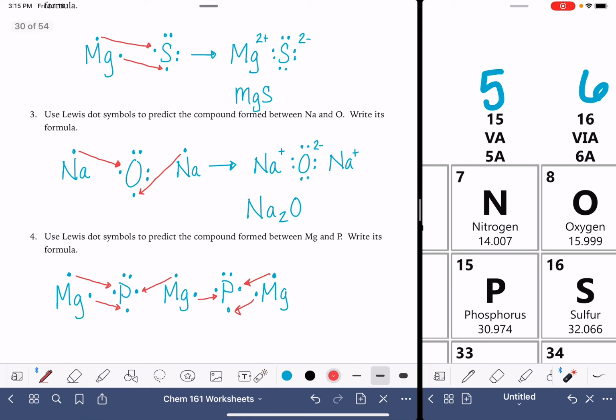What this will look like is a magnesium cation, 2+, because it loses 2 electrons, with a phosphorus anion. That phosphorus picked up 3 electrons, so it's a 3-. Then we have another magnesium cation and another phosphide anion, and then one more magnesium cation. Altogether, 3 magnesium, so we're going to say Mg3, and 2 phosphides, P2.